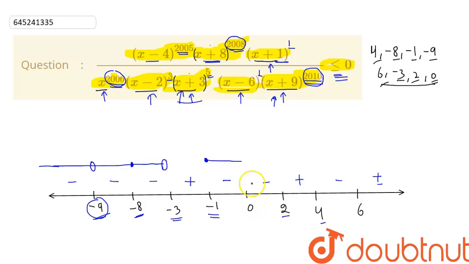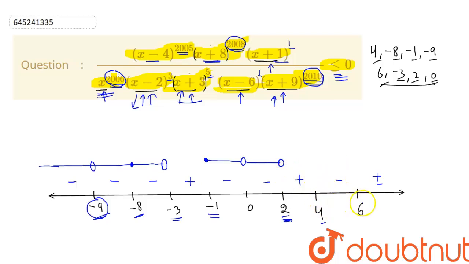Now we check for the 0. So if we put x is equal to 0, then we get the 0 in the denominator, which is again not permissible from here. So we exclude this 0 from our solution set. And the next critical point is 2. So we check for x is equal to 2. So if we put x is equal to 2, then we get the 0 in this denominator, and hence we exclude this 2 from our solution set also. So here we have the open interval.